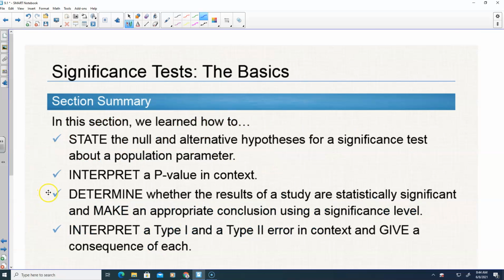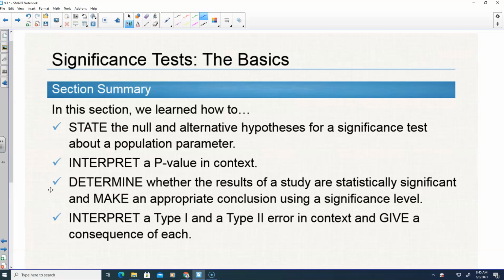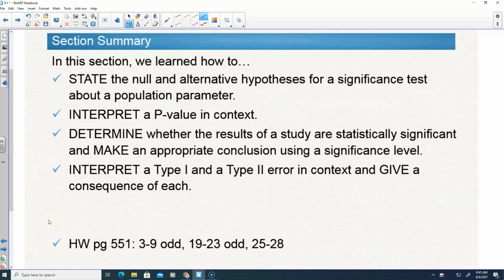And hey, we finished. That's our section 1 here on the basics of significance tests. We've covered all of these things. And here is the homework that we should be covering to practice.